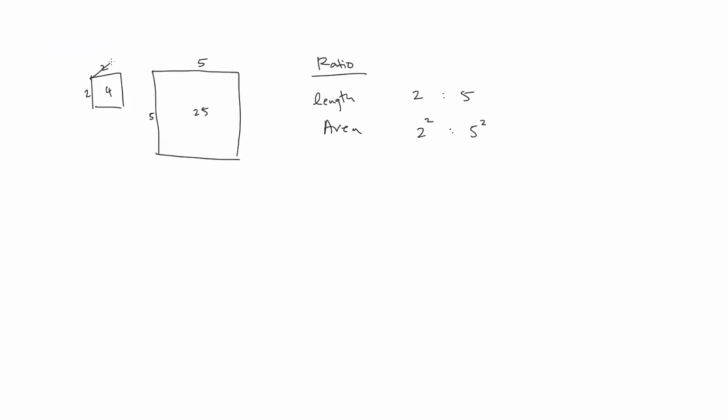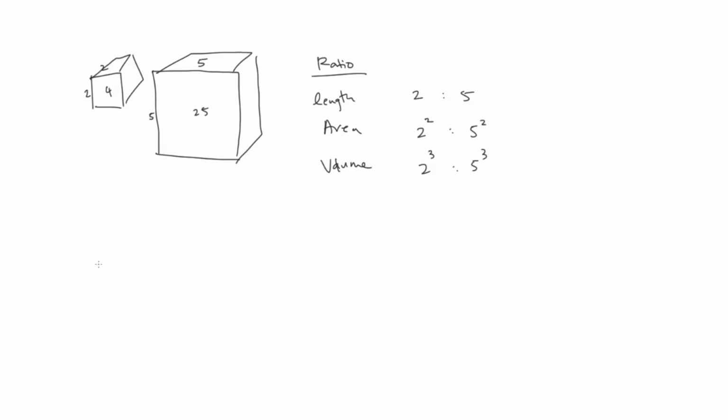So let's say now instead of squares, I gave you three-dimensional figures, and these in fact were cubes. How do you think we get the volume ratio? Again, we take the length ratios. This time we would cube them. Now let's see why this is helpful.